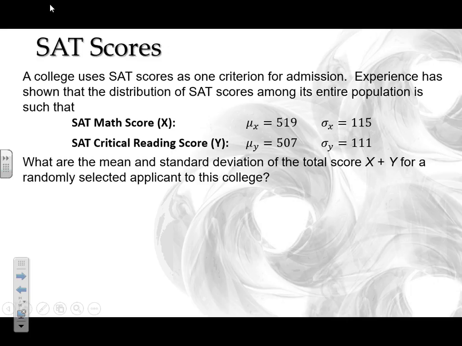So what would we do to calculate our mean for the total score? Add the means for the math and critical reading. So take 519 plus 507 and get 1026. Okay. What about the standard deviation? Okay, square both of them, add them together, take the square root. Does everybody agree with that? Anybody have any reservations about that?